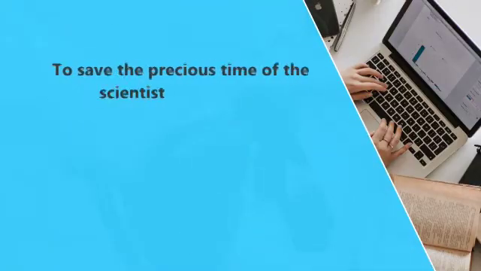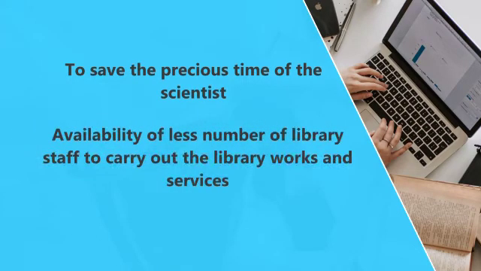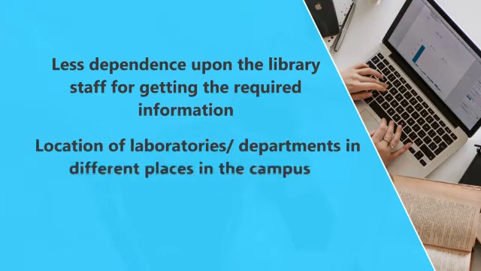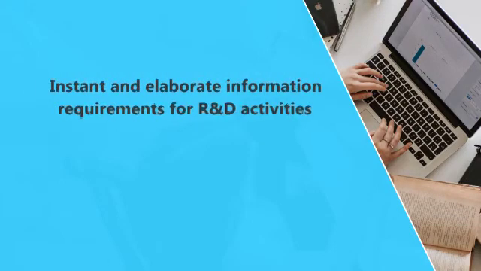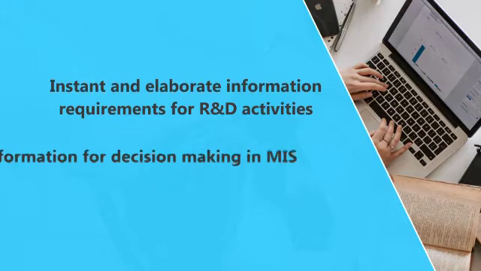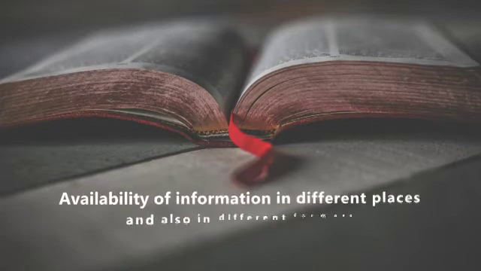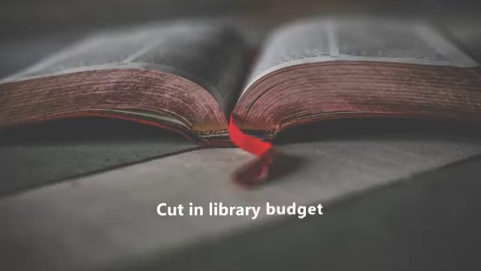The basic advantage is to save the precious time of the scientist, the availability of a smaller number of library staff to carry out the library work and services, less dependence upon the library staff for getting the required information, location of laboratories and departments in different places in the campus, instant and elaborate information requirements for R&D activities, information for decision making in MIS, multi-fold increase of the cost of books and journals, availability of information in different places and in different formats, and cuts in the library budget.